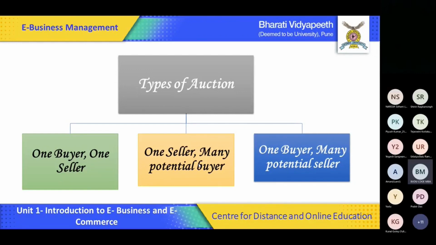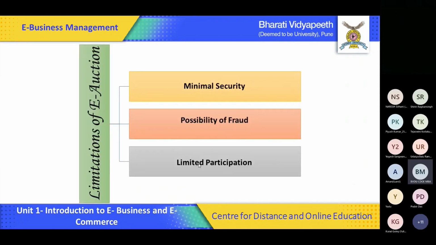Next is one buyer and many potential sellers. So if one buyer is there, the monopoly of the buyer will be more as compared to the seller because so many sellers are available, supply is more and the demand is less. So this kind of auctions are available. Let's move on to the limitations of auctions.